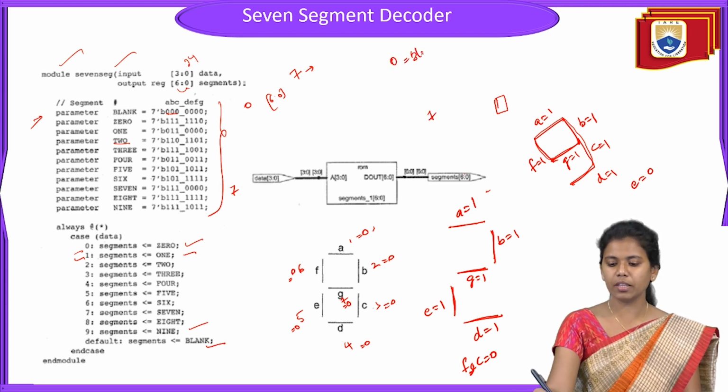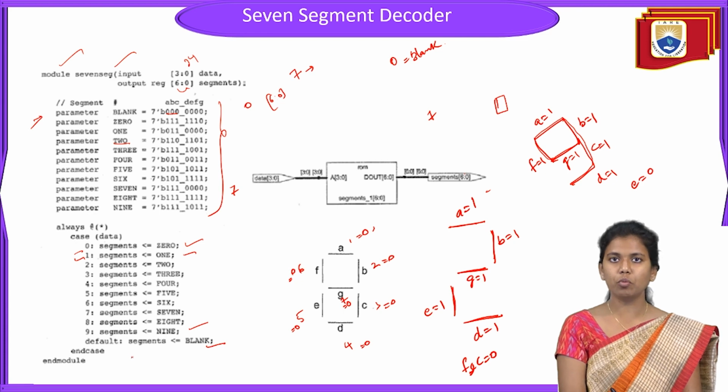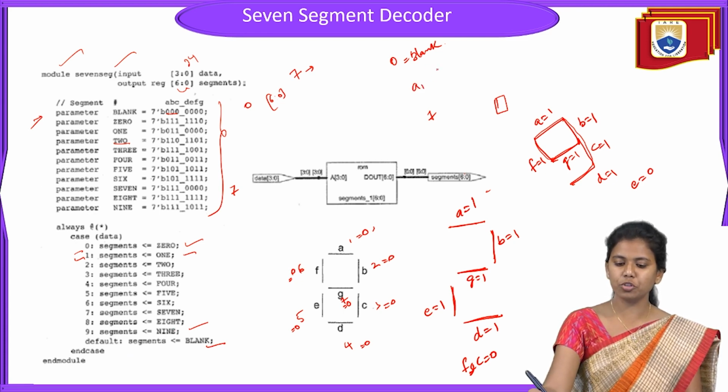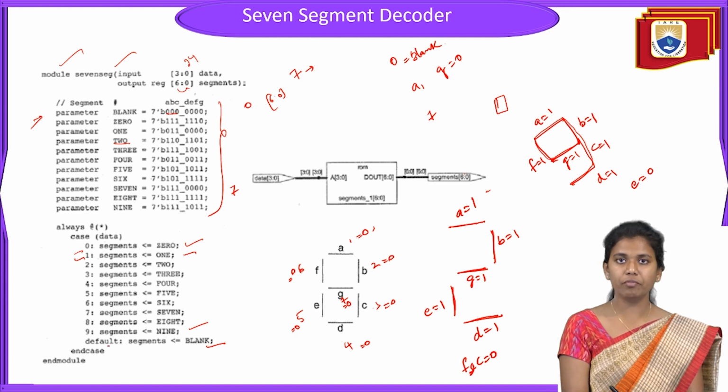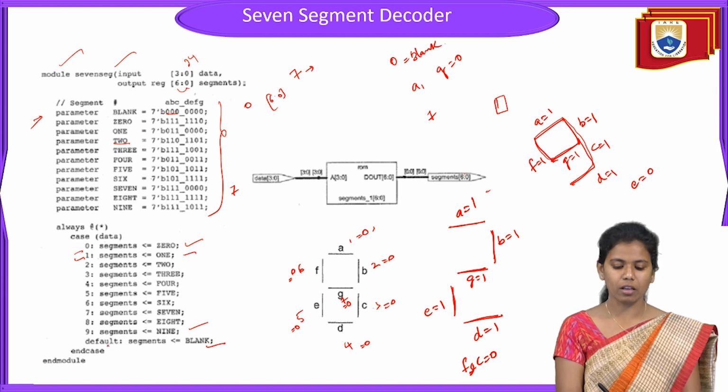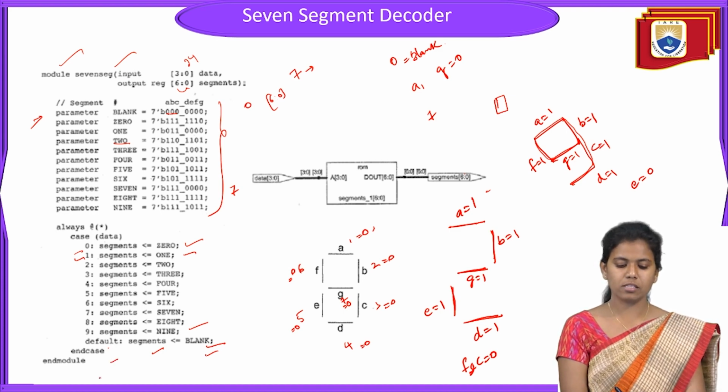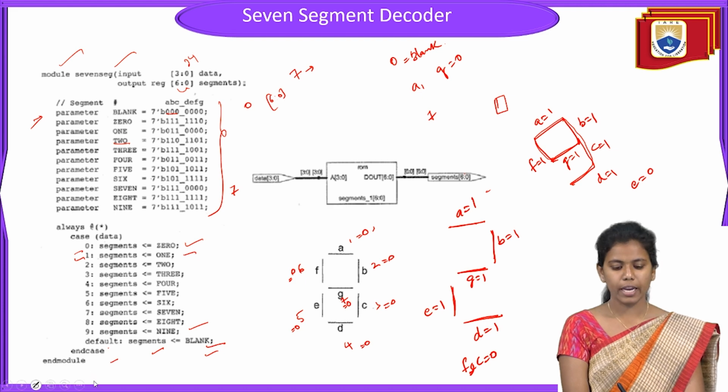From 0 is nothing but the blank. So by default, what happens? All the segments from A to G become 0. If they are 0, then we are saying it is a blank. So default segment less than or equal to blank, and then we are terminating it with the endcase, and then finally with the endmodule.